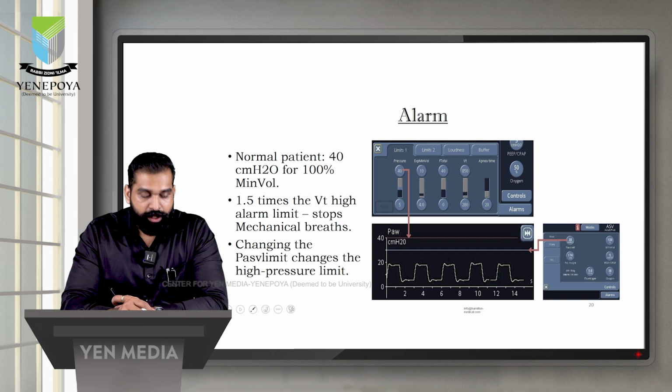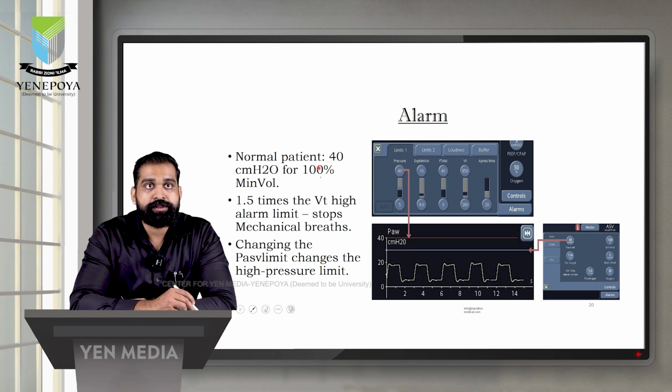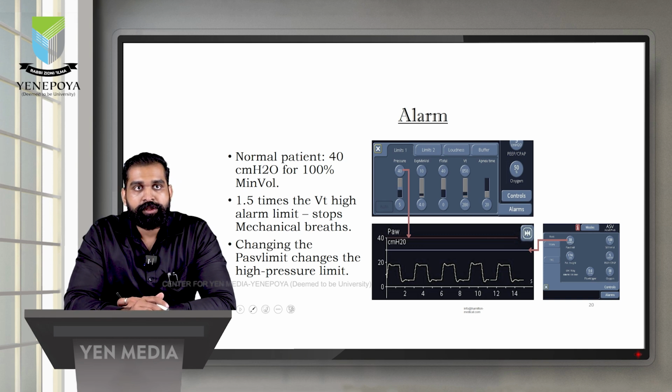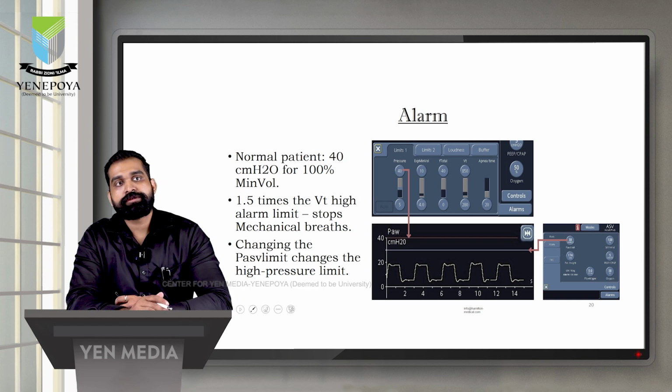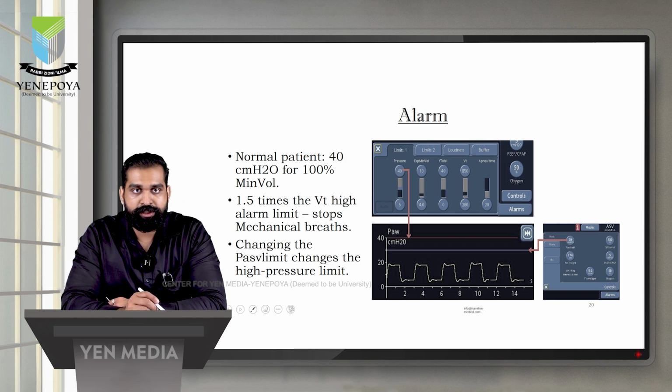Now, alarms need to be adjusted. For a normal patient who is being ventilated at 100% minute volume, you can set the high pressure alarm limit at 40 centimeters of water. What that is going to do is set the PASV limit at 30 centimeters of water. While setting this, you have to be careful because at 1.5 times the high pressure alarm limit, the ventilator is going to terminate the mechanical breaths. You should also note that changing the PASV limit is also going to change the high pressure alarm limit as well.